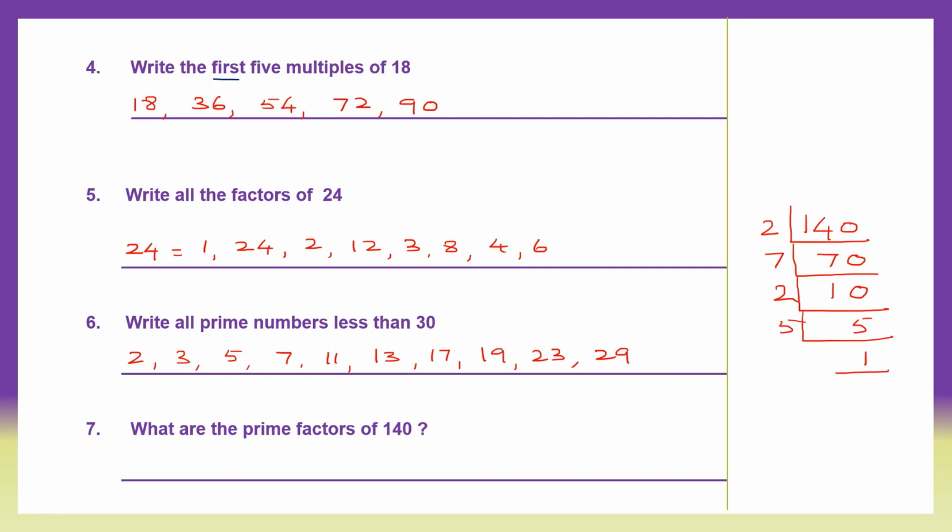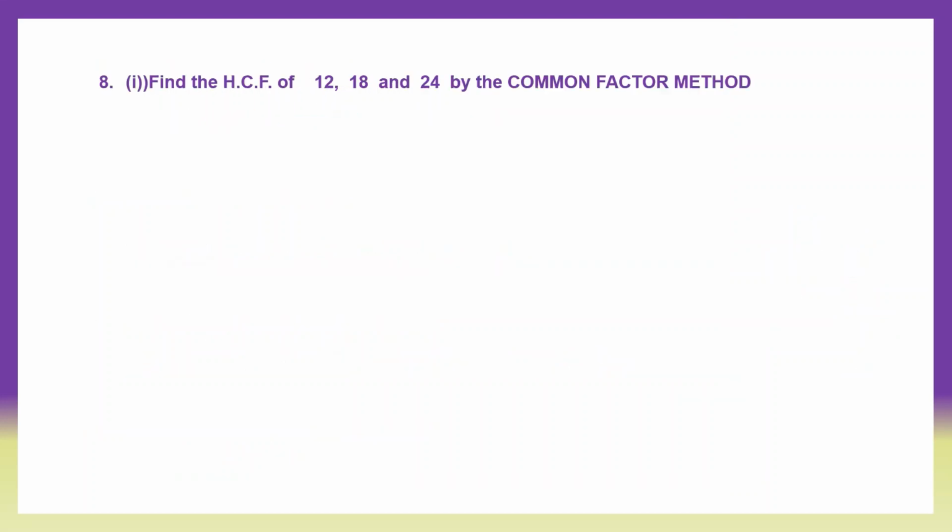So what are all the prime factors of 140? 2. 2 is repeated, so we can write it only once. Then we have 7 and we have 5. So the prime factors of 140, from small to big, are 2, 5 and 7. These are the prime factors of 140.